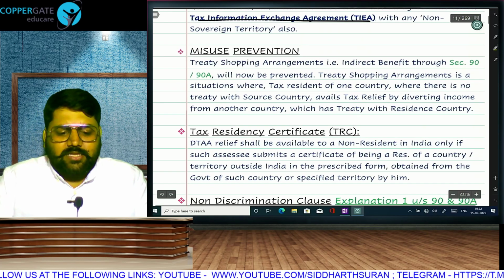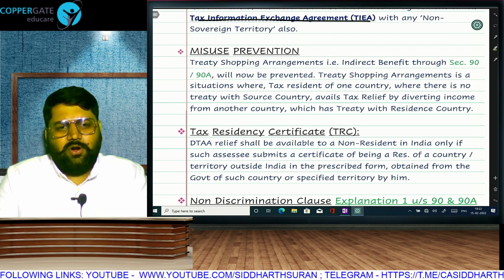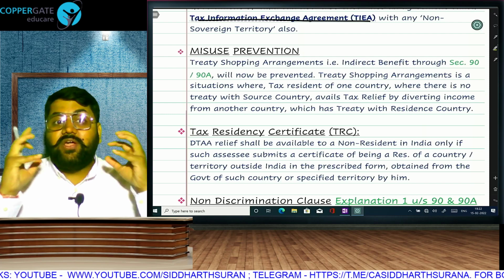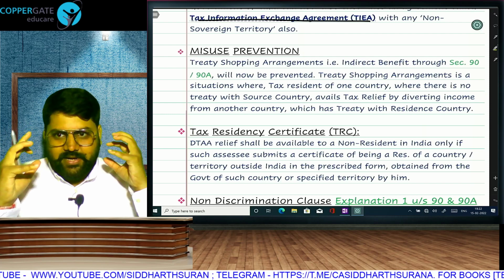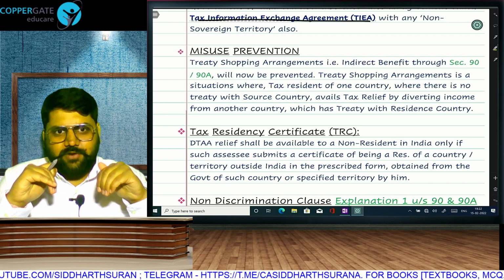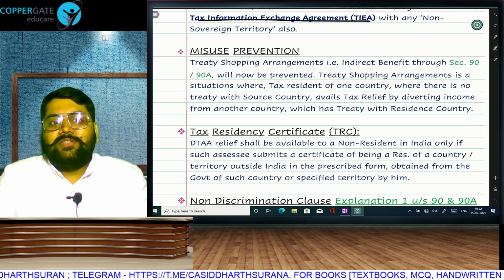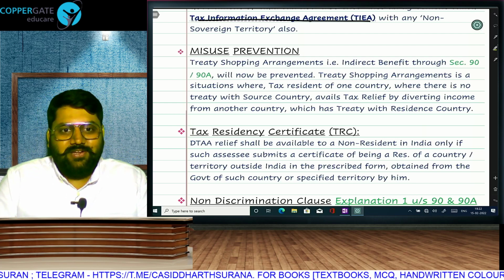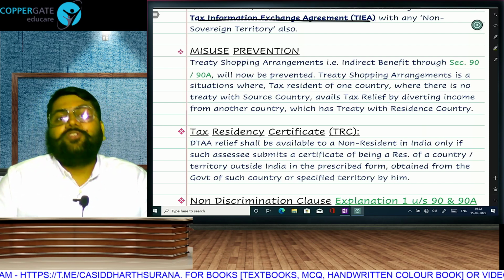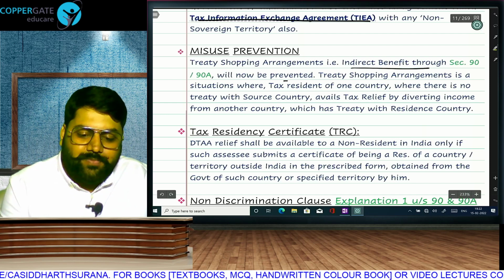Next, last year this clause was introduced, misuse prevention. I will not waste time in reading this for you. Supposing there is an agreement between India and Germany. So, of course, Indians and Germans can take benefit. Now, the India-Germany agreement will be created for giving benefit to Indians and Germans. An Australian opens an office in Germany and wants tax benefit of the India-Germany agreement. So that is misuse. Treaty shopping arrangement, that is indirect benefit, will now be prevented.